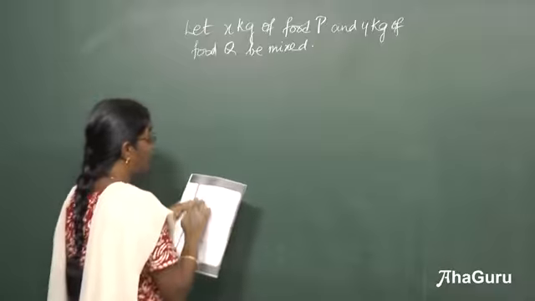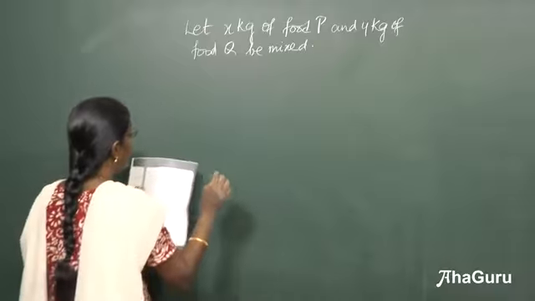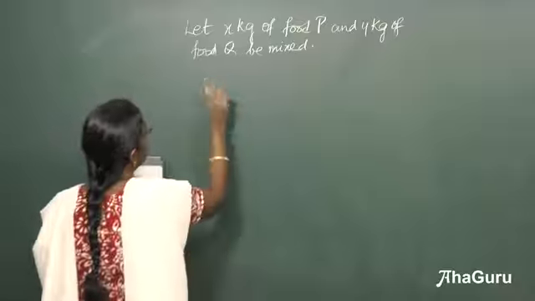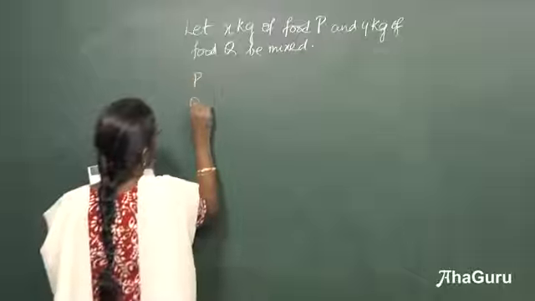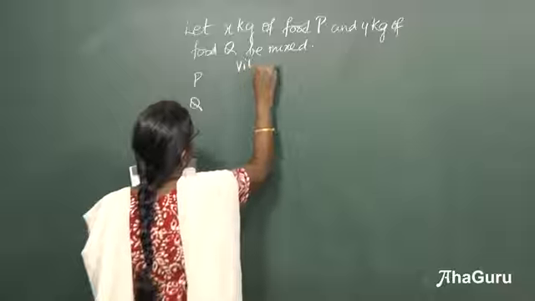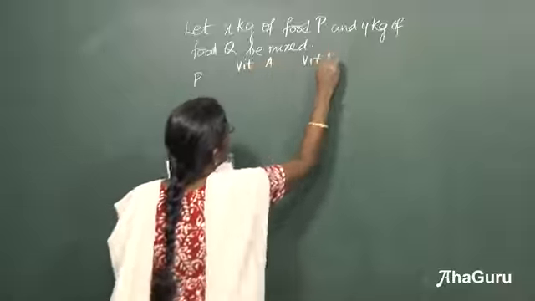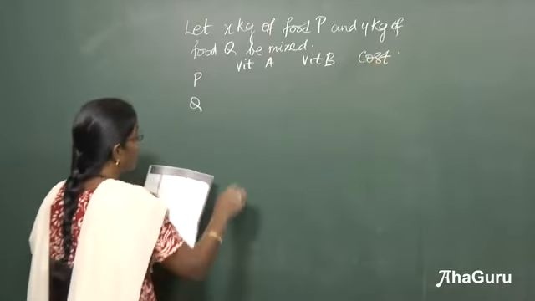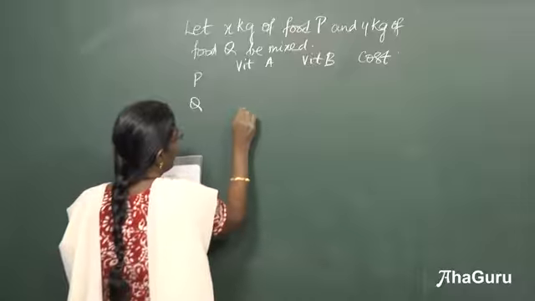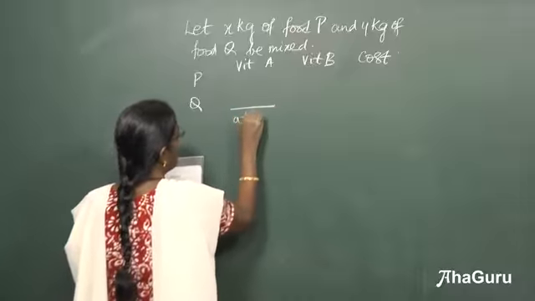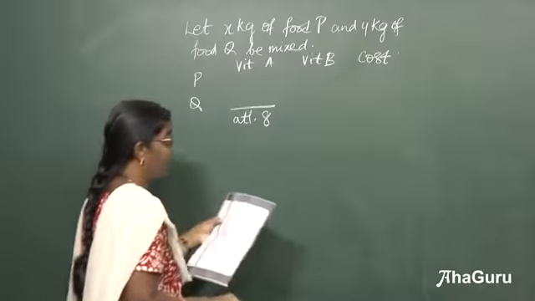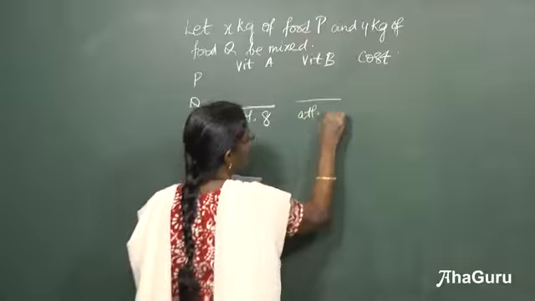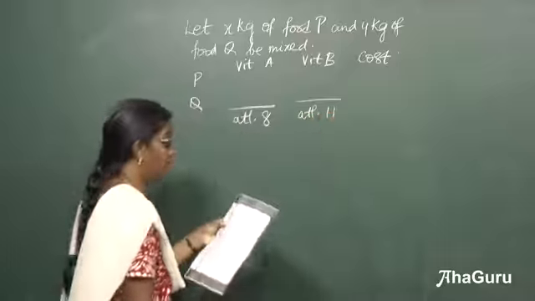It has to be mixed in such a way that the vitamin contents of the mixture contain at least 8 units of vitamin A and 11 units of vitamin B. We now have P and Q, vitamin A, vitamin B, and the cost also we will consider. Now, they have to be mixed in such a way that the mixture of these two contains at least 8 units of vitamin A is what is given and at least 11 units of vitamin B.